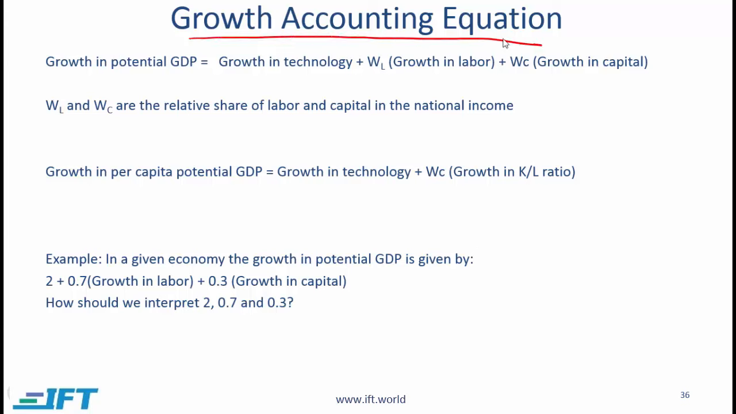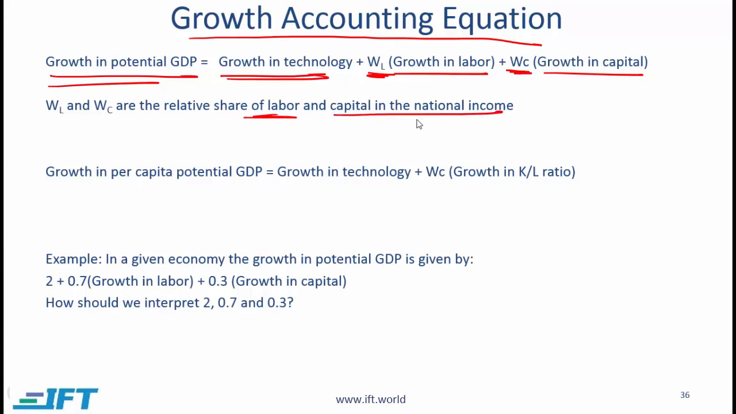Growth accounting equation. This is an equation or a model which tries to explain where growth comes from. Simplistically, the equation says that the growth in potential GDP comes from growth in technology, so improvement in total factor productivity, better efficiency, plus WL, which is a coefficient, times the growth in labor, plus WC, which is a coefficient for capital, times the growth in capital. Another way of looking at these coefficients is that they represent the relative share of labor and capital in the national income. You don't need to get too deep into this, just remember this phrase.